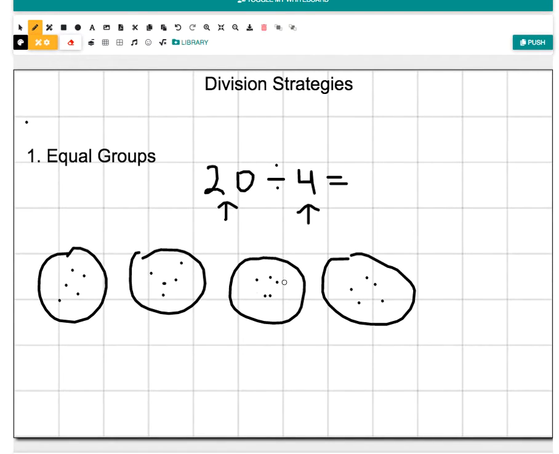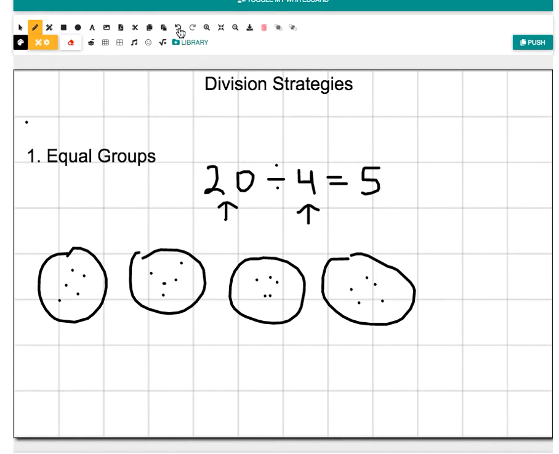Now I'm going to count how many is in each circle. I have 5 in each one. Since all of them have 5, I divided them evenly, and my answer is going to be 5. So the small number, the divisor, tells me how many groups I have to draw. The dividend, the total, the big number in the front, is how many I'm dividing evenly.